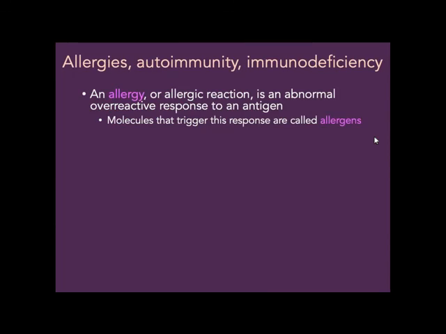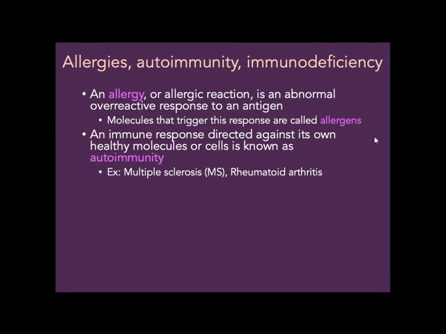The immune system can sometimes cause problems for some people. I mean, we need it or we would die, but sometimes things can go wrong with the immune system. So if you have an allergy or an allergic reaction, that's when you would have an abnormally overreactive reaction to an antigen. And so a molecule that triggers this response is called an allergen. So you may be reacting to something that isn't actually harmful to your body. So, if you're allergic to pollen, the pollen isn't attacking your body, right? So that is an immune response to something that's an overreaction.